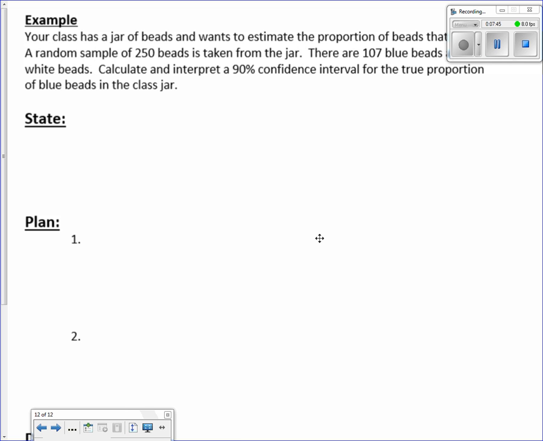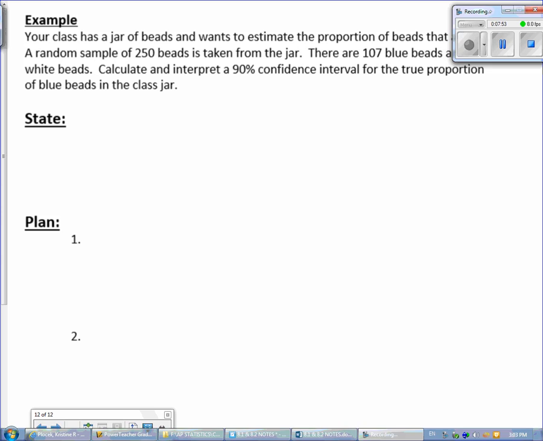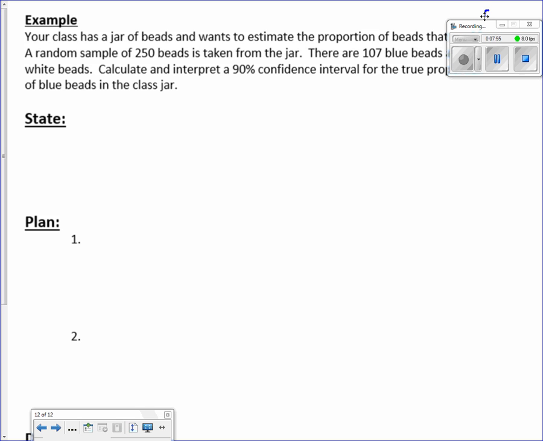Example: your class has a jar of beads. I don't know why beads. Beads are boring, but anyways, here we go. Wants to estimate the proportion of beads that are blue. A random sample of 250 beads. Stop. What's 250? That was a random sample. Note to self: random sample. 250 is your n equals 250. We need to know that.